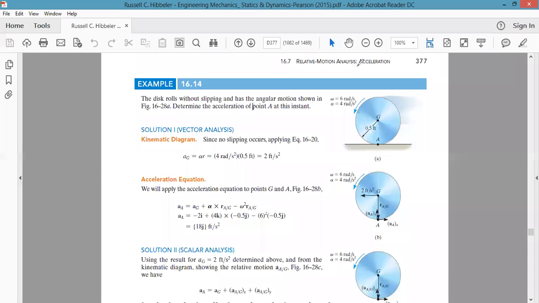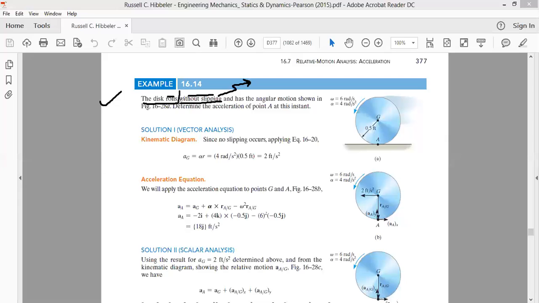Let's solve one more problem of acceleration analysis. Let me take this problem. The problem says the disk rolls without slipping. This is a mistake you will find in most textbooks. When you say rolls, rolling is always without slipping. I will explain both what we mean by rolling and what we mean by slipping. So you should always say the disk rolls. Don't write without slipping, because when the disk is rolling, it does not slip.